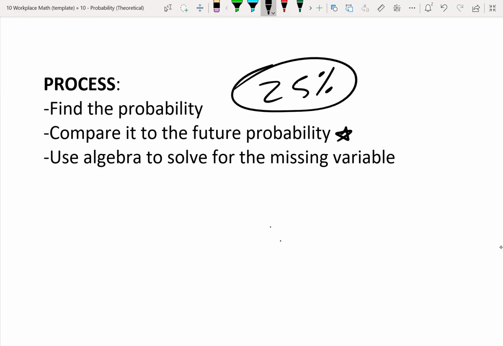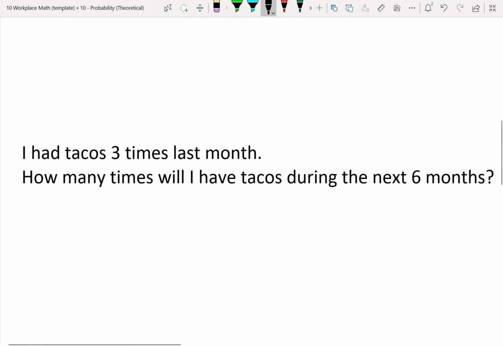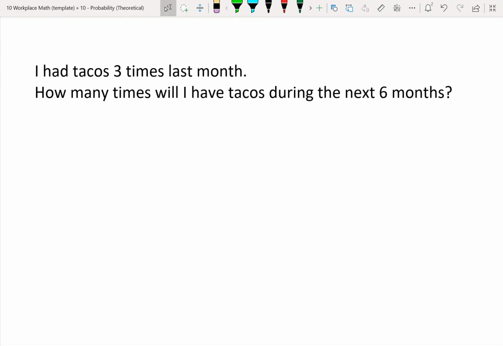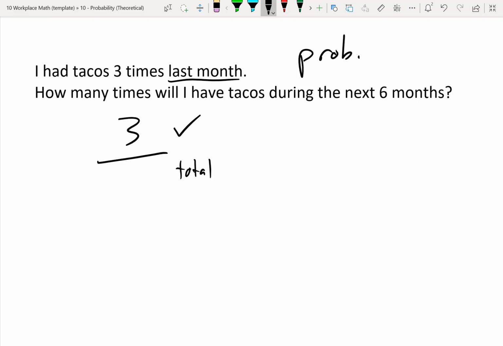Okay, so first situation. I had tacos 3 times last month. How many times will I have tacos during the next 6 months? So first thing I want to do is find my probability. So probability is the number of good outcomes divided by the total. So when I look at this, the good outcomes, or what we're looking at, is having tacos. So that happens 3 times. And then it said in the last month. So this is pretty easy. We can say, well, there's 1 month. Okay, so that means 3 every one.